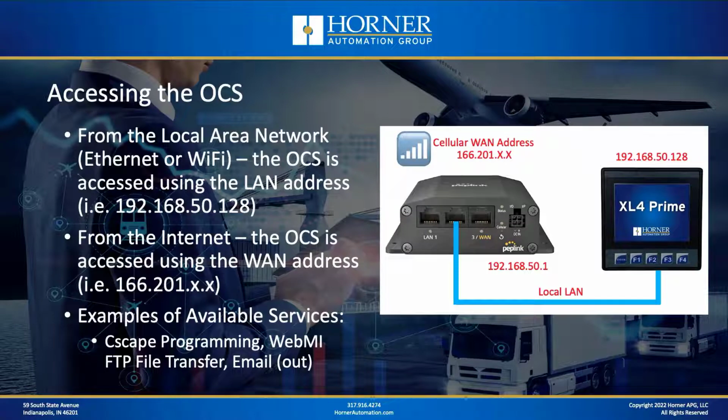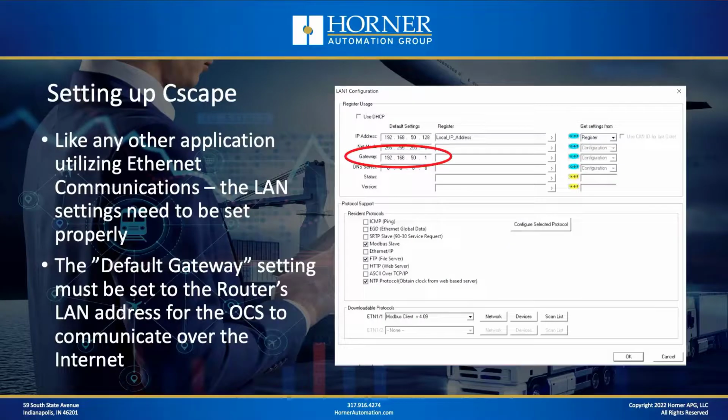Now, what are the types of things we can do, whether it's local or over the internet? Well, basically anything that we do over Ethernet. So it can include things like Cscape troubleshooting, maybe Cscape programming. We can use WebMI with this scenario. We can do FTP file transfers. The OCS can send out emails and we can receive them even if we're not anywhere close to the local area network of the machine. So it's really pretty full-featured.